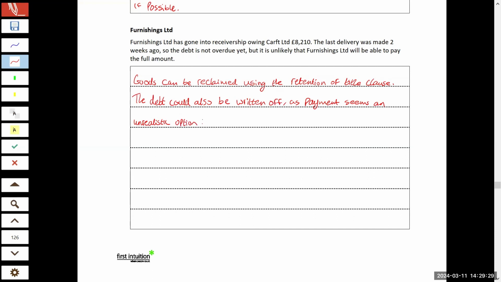Something along those lines, okay? You can add more. We could say something like, obviously, no further orders should be accepted. Again, you could just dress these points up a little bit more. Okay.